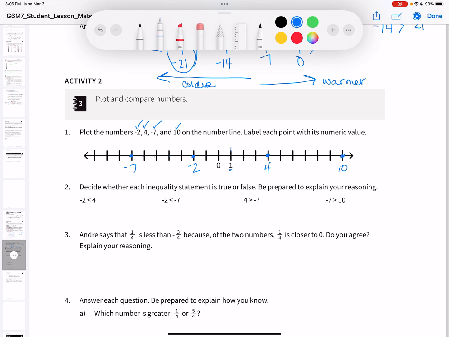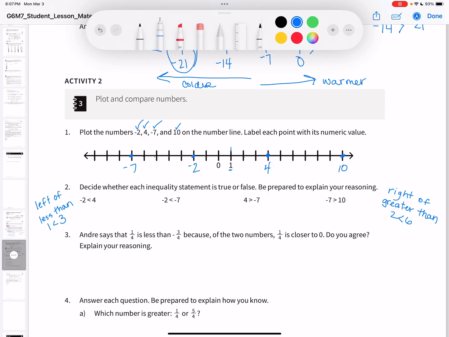It is going to be less than if it's to the left of. So if 3 is to the left of 5, 3 is less than 5. If it's to the right, it is greater than. So 6 is to the right of 2, so 6 is greater than 2, right? 6 is greater than 2. This would be 1 is less than 3. Okay?